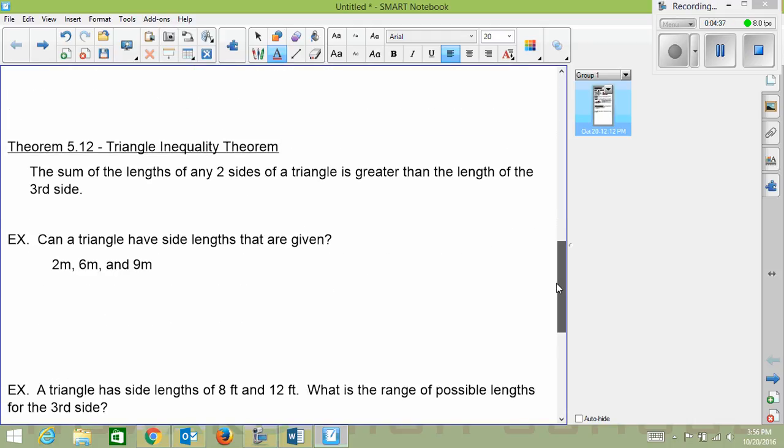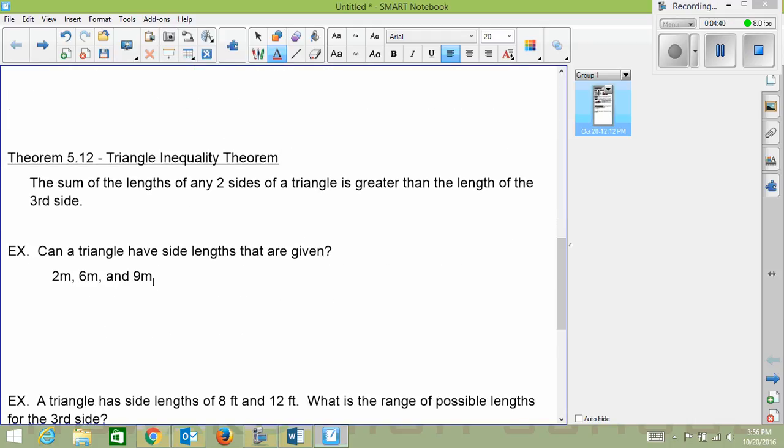So how about this one? Can a triangle have side lengths that are given of 2, 6, and 9 meters? So to do that, I would do, okay, the two smallest sides. Is 2 plus 6 equal to, excuse me, it's got to be greater than 9. Is 2 plus 6 greater than 9? The answer is no. So then I would say it is not greater, so no.